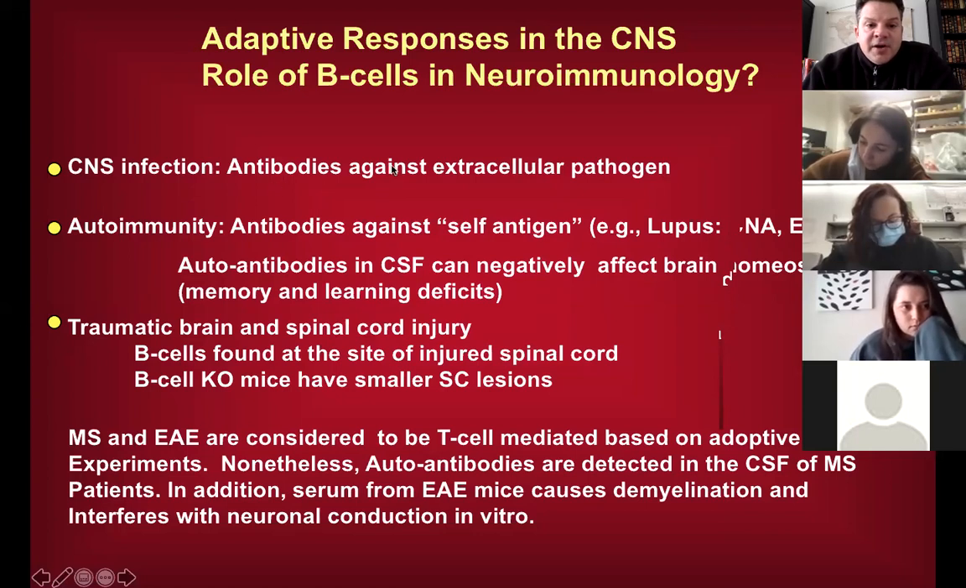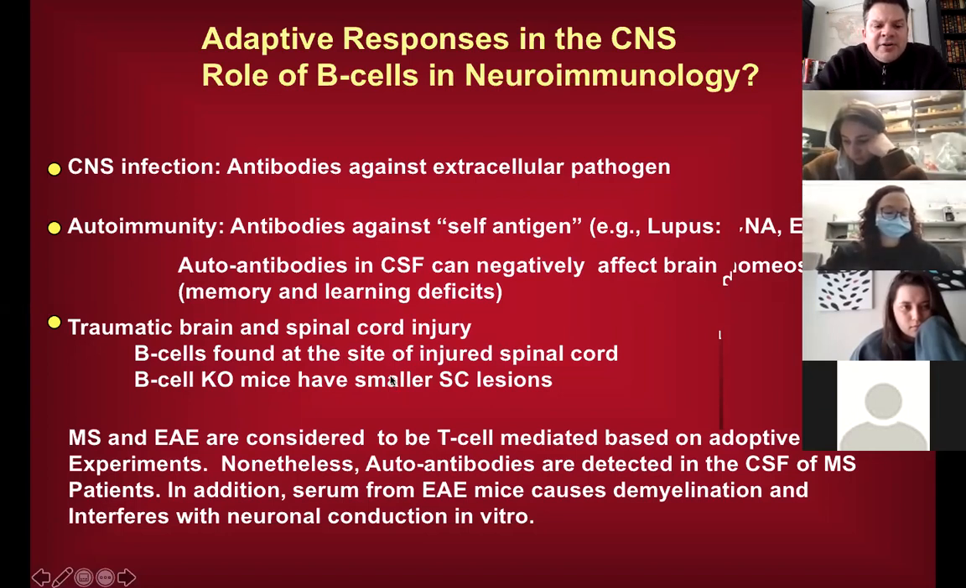In CNS infection, you have antibodies against an extracellular pathogen, and then we also see antibodies in autoimmunity. So this could be MS again, or this could be lupus, where you have antibodies against self-antigen. In lupus, it's DNA, and then in MS and EAE, it's some of the myelin proteins, like myelin basic protein on oligos. We also see that you get antibodies produced in traumatic brain injury and spinal cord injury. And I know Phil Popovich's lab has shown a lot of work with B cells being found at the site of the injury in spinal cord. And B cell knockout mice have smaller lesions. So we think that the B cells and the antibody responses have some role in pathology.